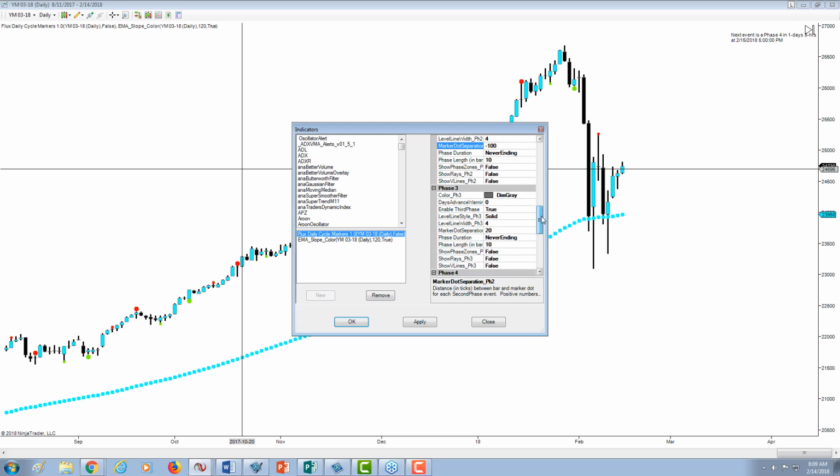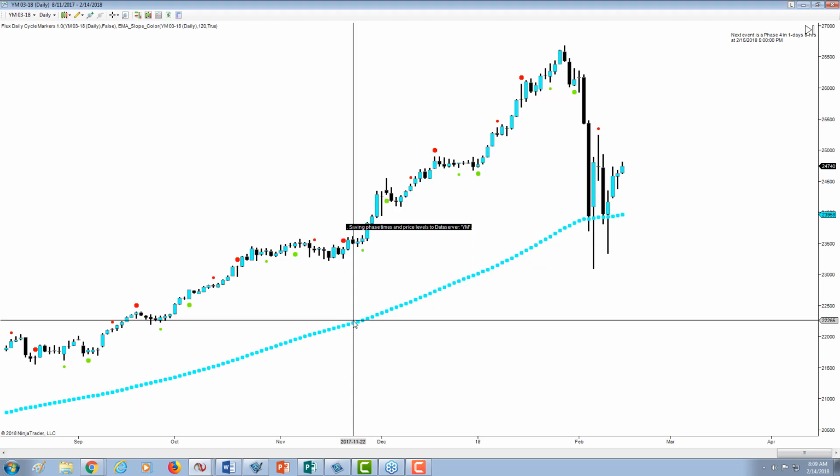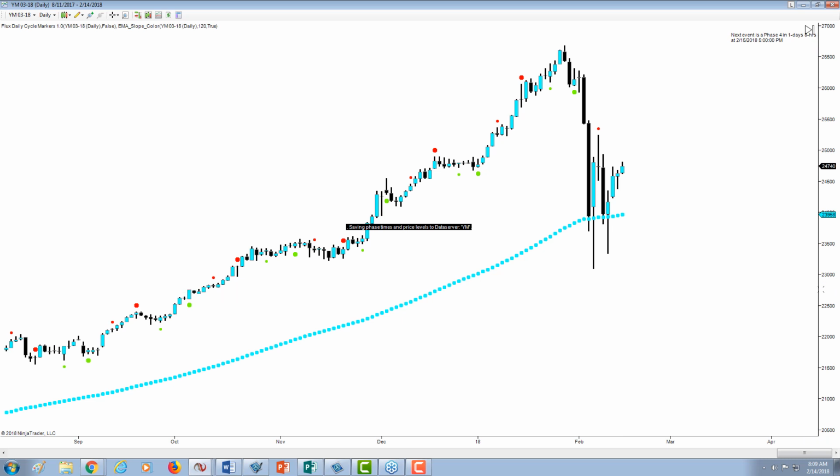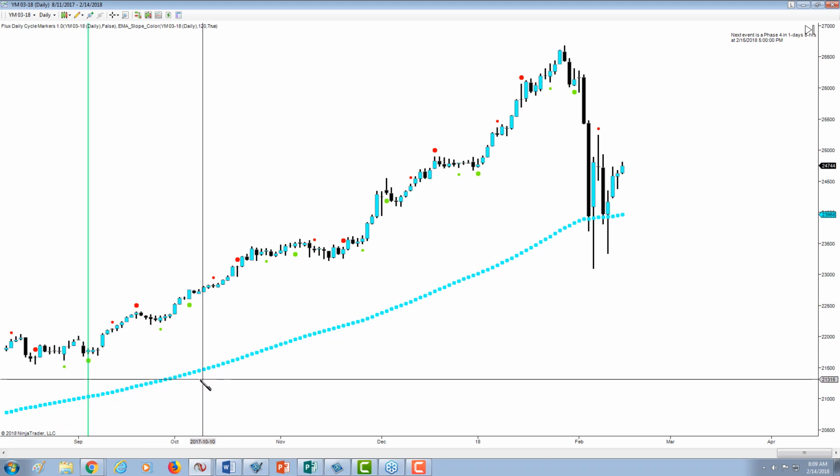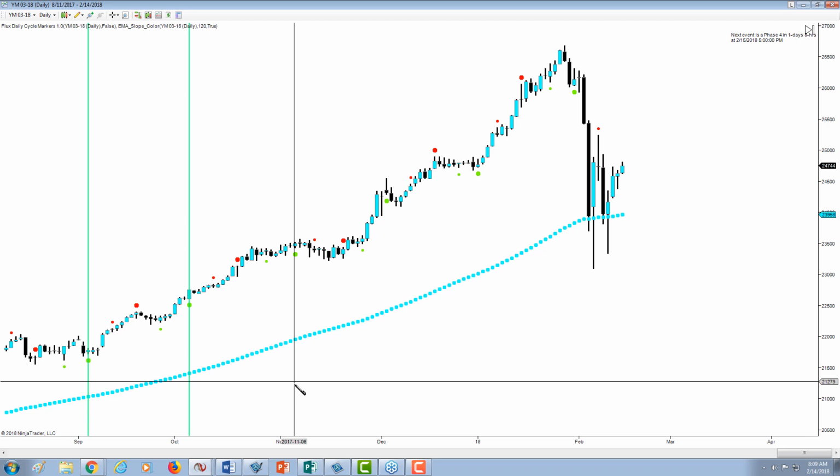So there are 4 different phases in the daily cycle marker tool. There's phase 1, which is the small green dot. There's phase 2, which is the large green dot. There's phase 3, which is the little red dot, and then phase 4, which is the large red dot.